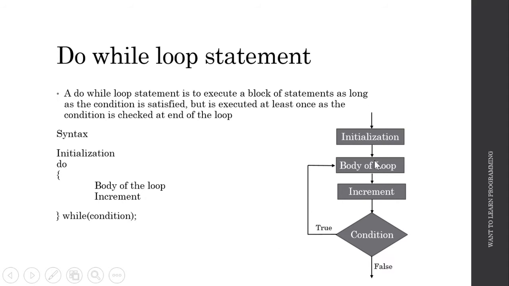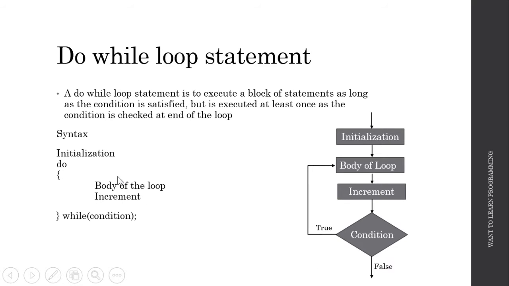First we initialize, then in the previous while and for loops, if the condition fails in the first round itself, then the body of the loop will not be executed. But here there is a guarantee that the body of the loop will be executed at least once because the condition is checked at the end. So if the condition is true, it will move to the body of the loop, and if the condition is false, then it will exit the do while loop.